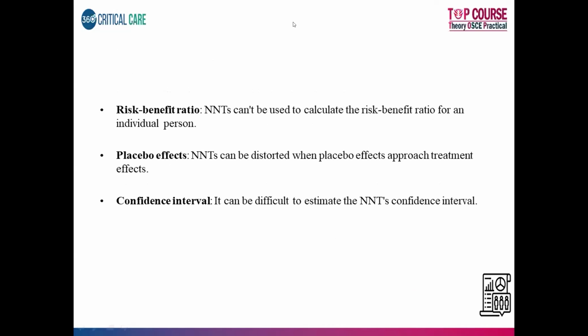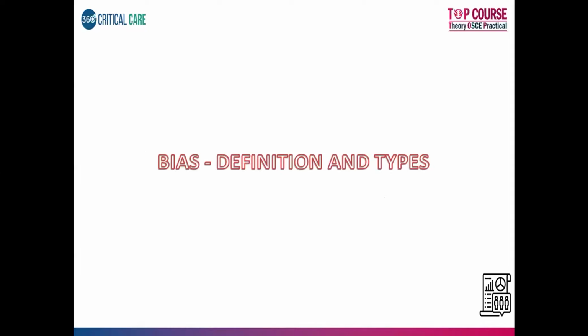Coming to the risk-benefit ratio, NNTs cannot be used to calculate the risk-benefit ratio for an individual person. And NNTs can be distorted when placebo effects approach the treatment effects, which I told, is infinity. When NNT is infinity, which is not ideal. And it can be difficult to estimate the NNTs if confidence intervals are provided for a test as the results. So in that case, if confidence intervals are provided, you can't calculate the number needed to treat. So this is about the number needed to treat and number needed to harm.